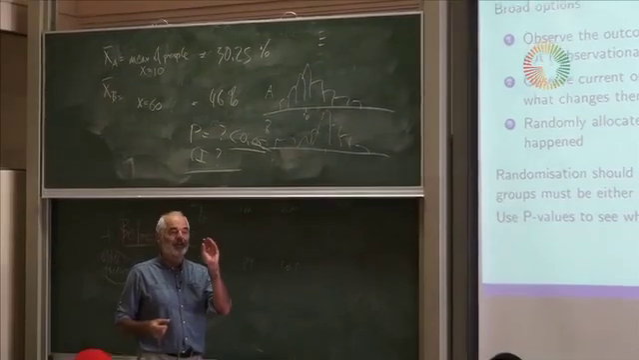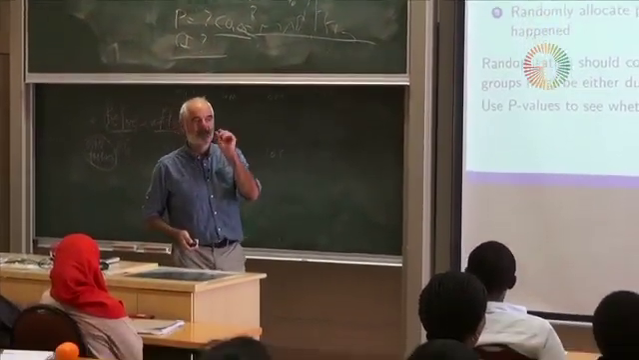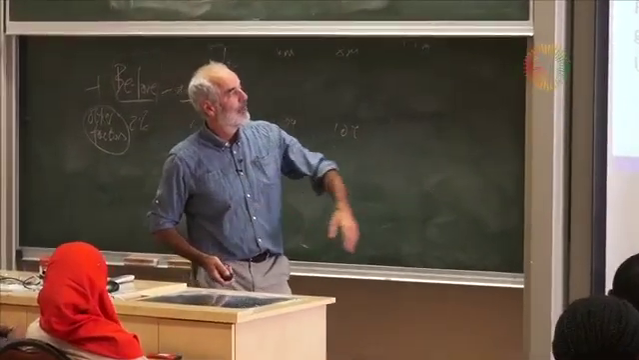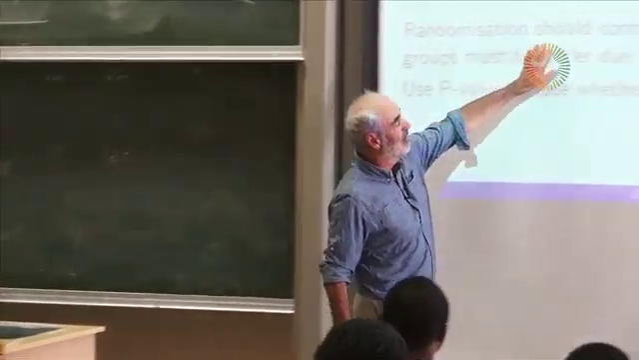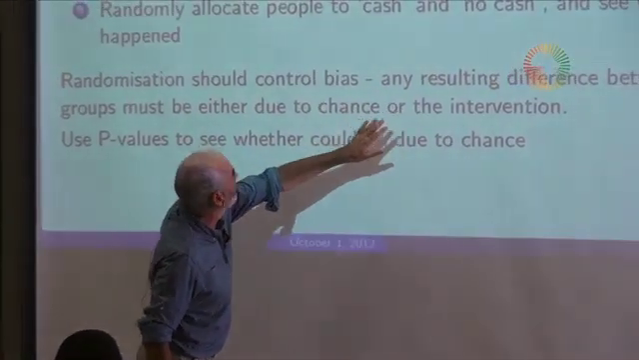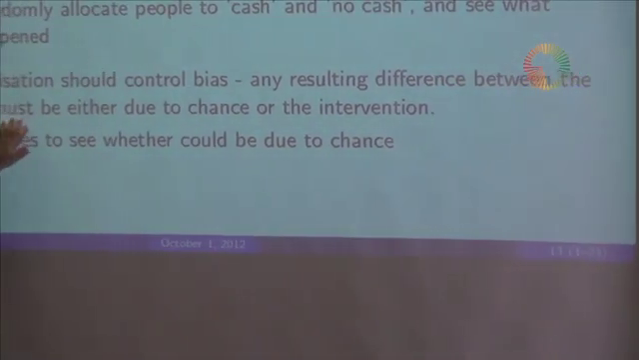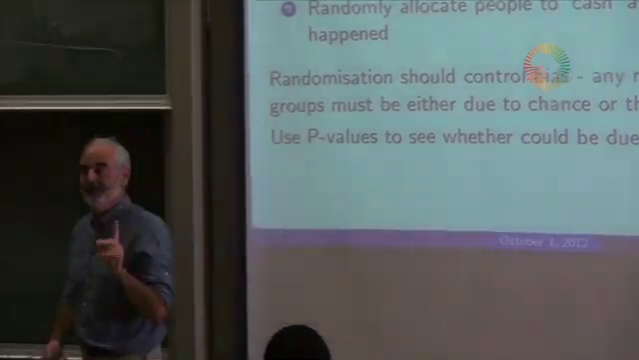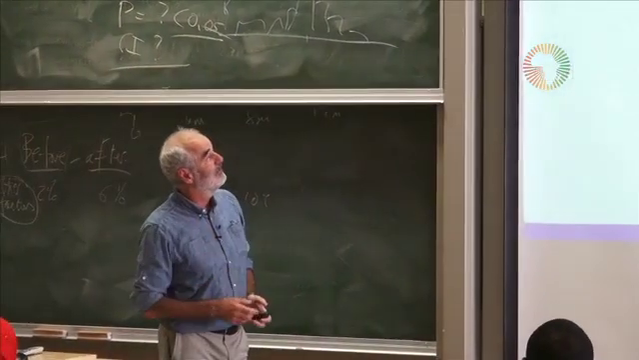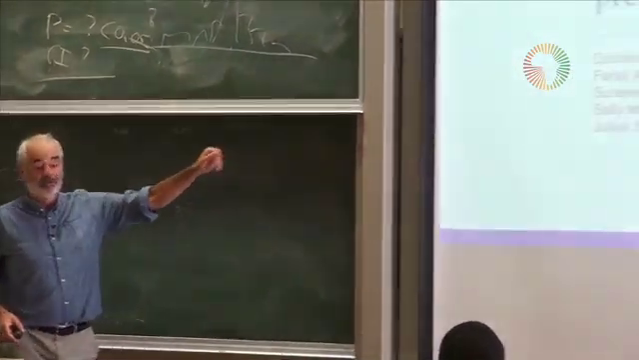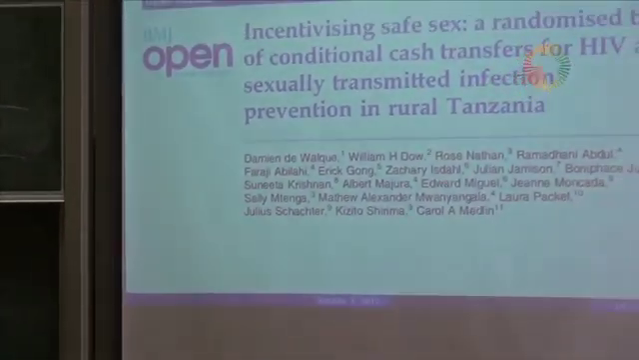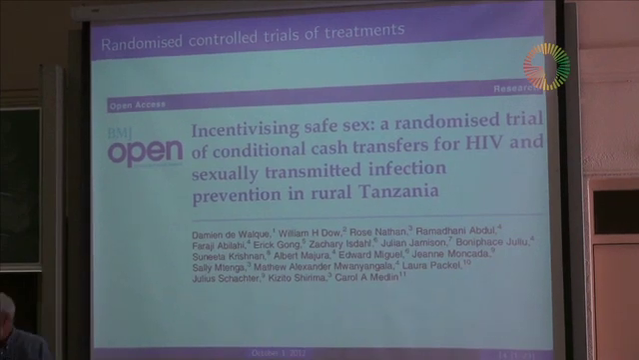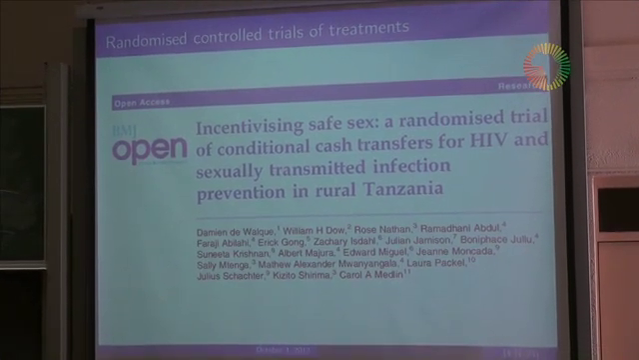So that's the basic idea for how you control for these other factors. You have two groups, and the only difference between them is that one is being offered these cash transfers and the other isn't. And that should control bias. The resulting differences between the groups must be either due to chance or the intervention. And remarkably, it's been done. It's just been published earlier this year in the BMJ Open. The paper is on the website.